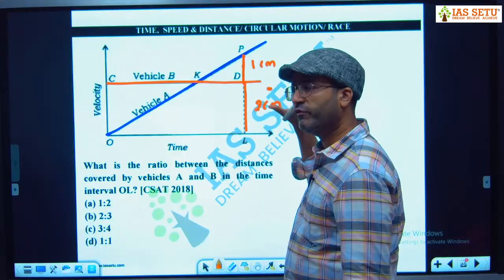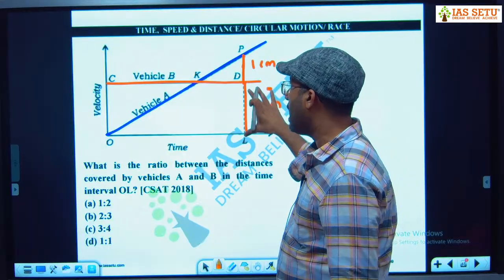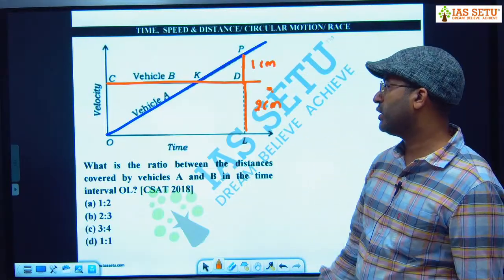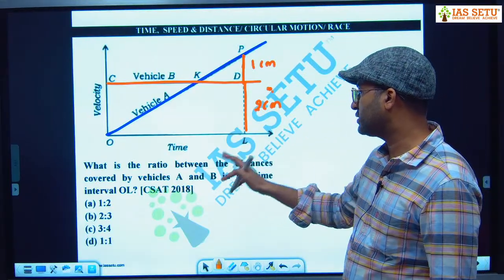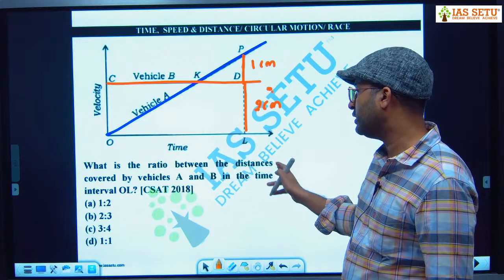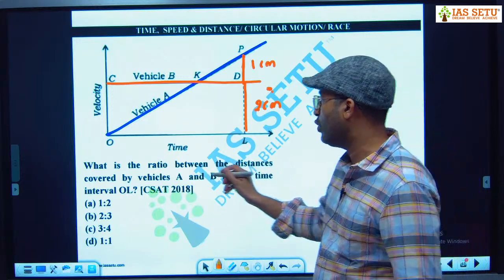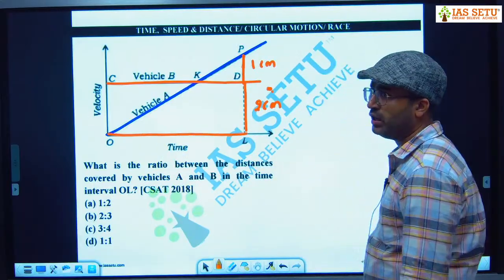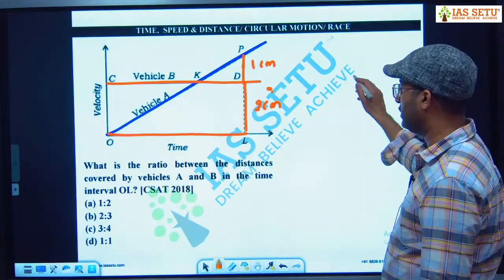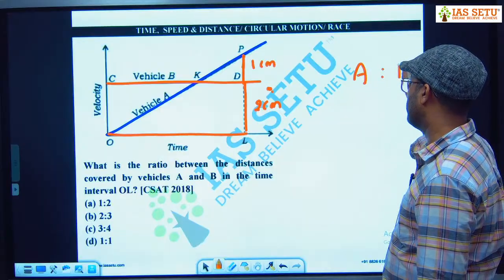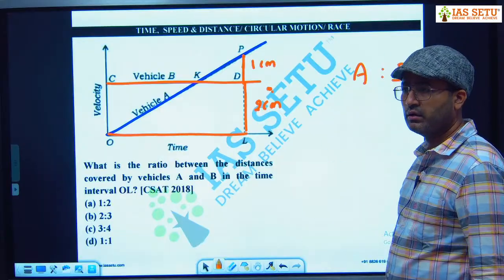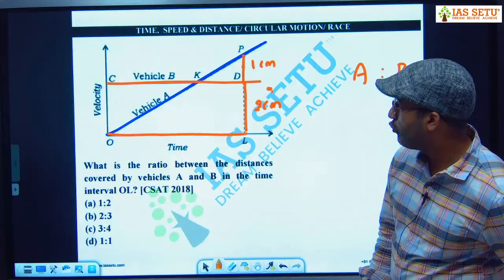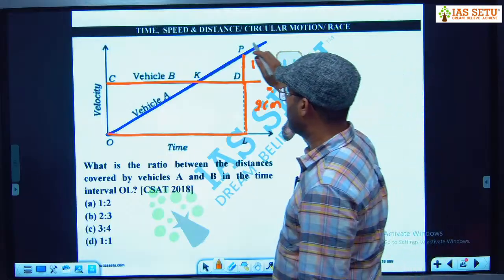PD is half of LD. PD जो है LD का half है. अब पूछ क्या रहा है? What is the ratio between the distance covered by vehicle A and B in the time travel OL? इतने समय में what is the ratio of the distance travelled by vehicle A to vehicle B? ठीक है। नहीं 1:2 पता नहीं है कि नहीं है, we have to check. So what is the distance travelled by vehicle A?